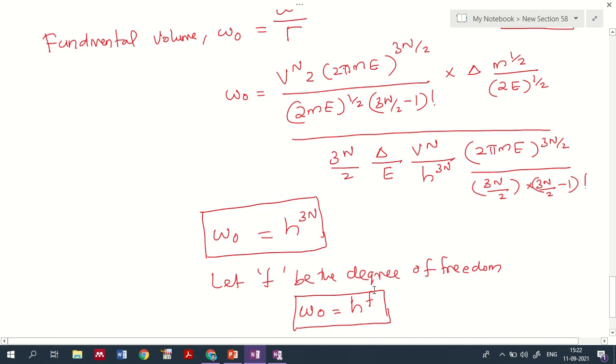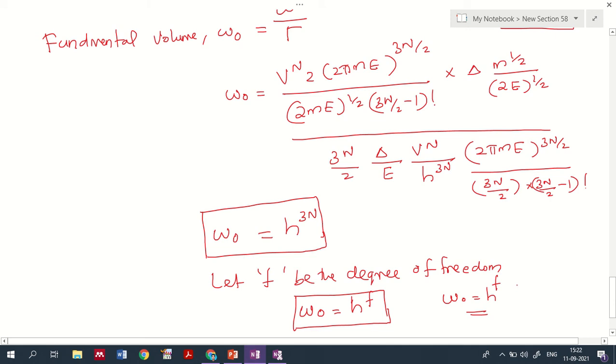Okay, h raised to f, so it is in the superscript. So this is how it works in the case of the classical ideal gas.